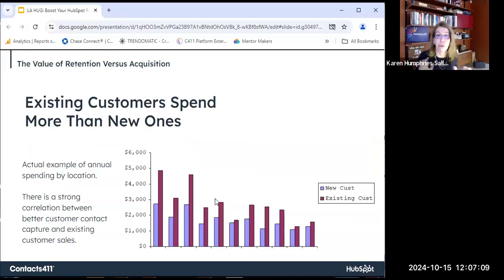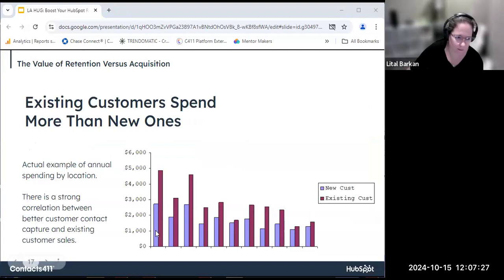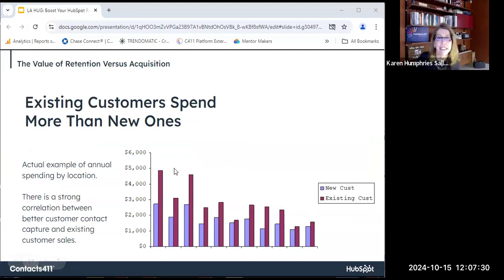So this is real data from what I would call a mid-luxury retailer by location. Those bars are by location. What it shows, and can you see my little arrow, is the average spend by location for the new customer and the existing customer. You see that there's a huge variation. There's a really strong correlation between better overall average customer value and how much contact information was captured at point of sale at these locations.